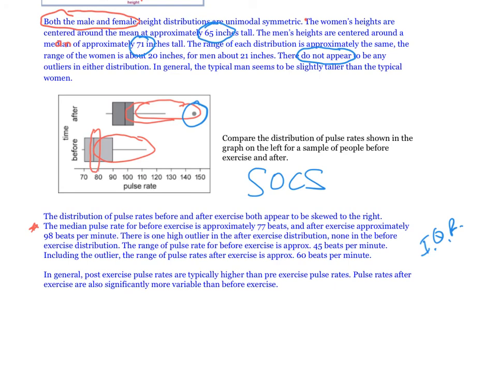Then I made just a general statement. In general, post-exercise pulse rates are typically higher than pre-exercise pulse rates. And I also mentioned that pulse rates after exercise were also significantly more variable than before exercise because the spread was so much more. Okay, so I hope that gives you a good idea of how to weave the comparison together and using SOCS.